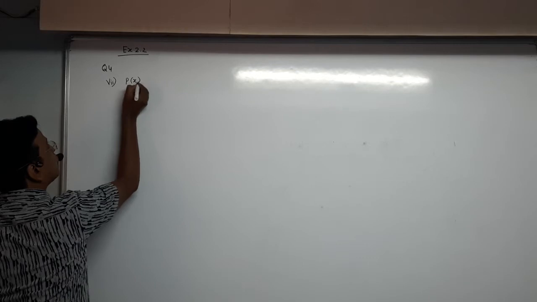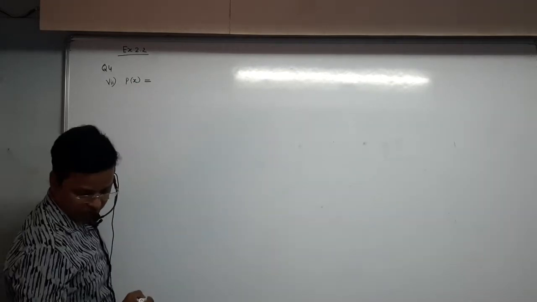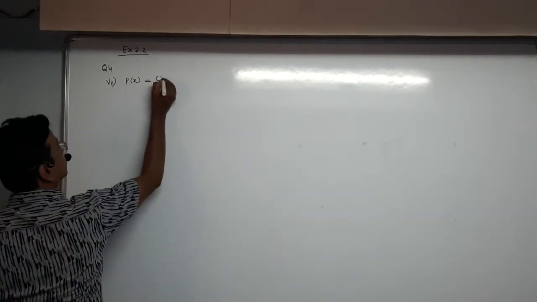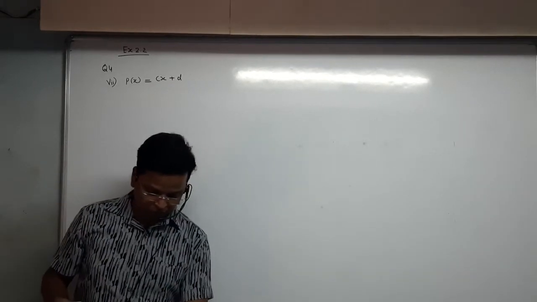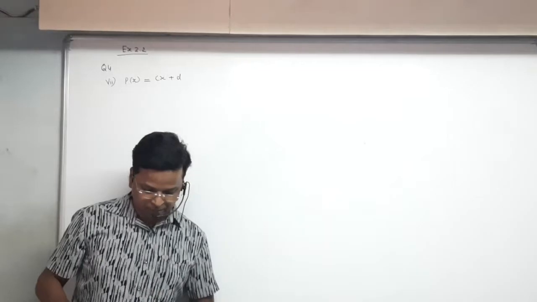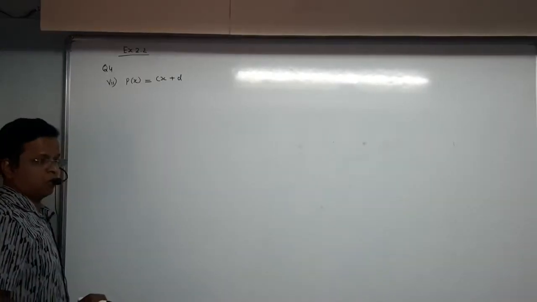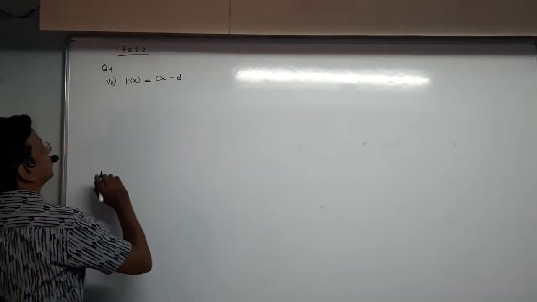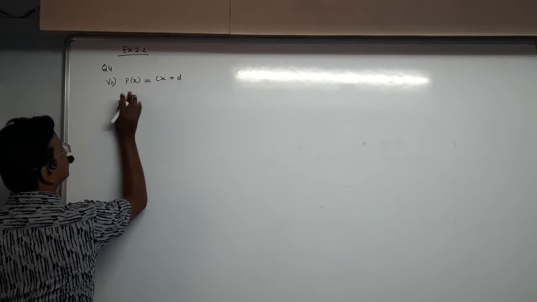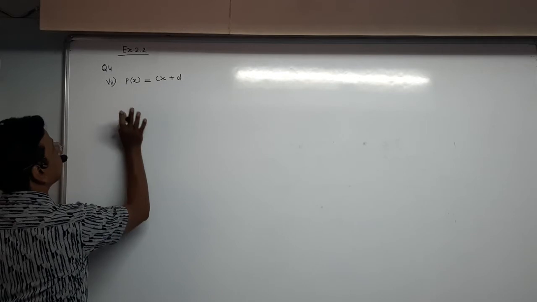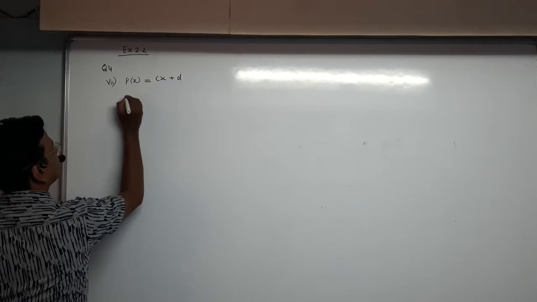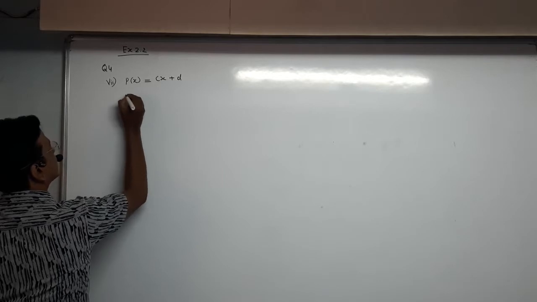P of x is equal to Cx plus d, C is not equal to 0. C, D are real numbers. Okay, so here what will happen? See here. What is the statement that we are supposed to write? So P(x) is equal to Cx plus d. This is the question.